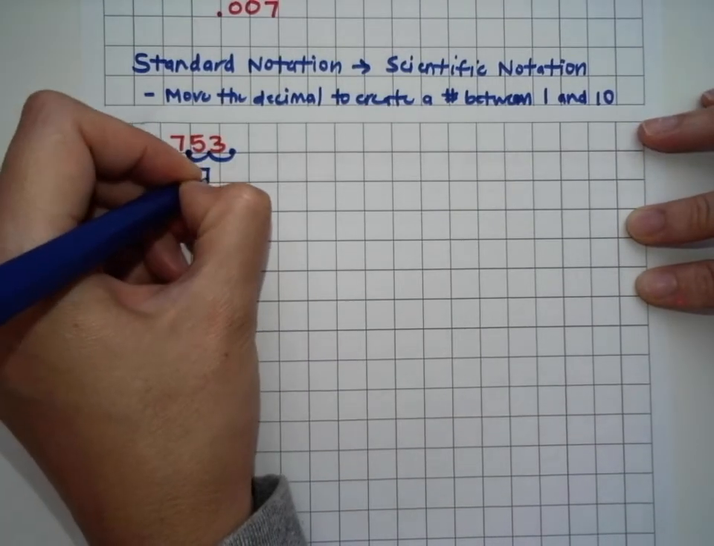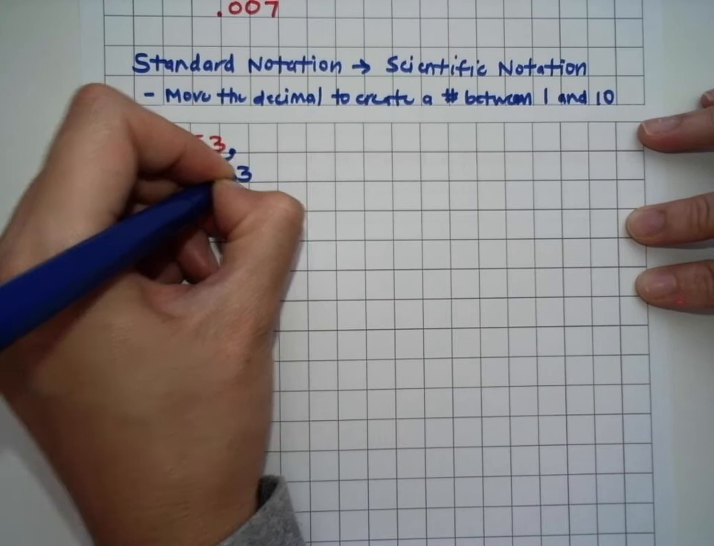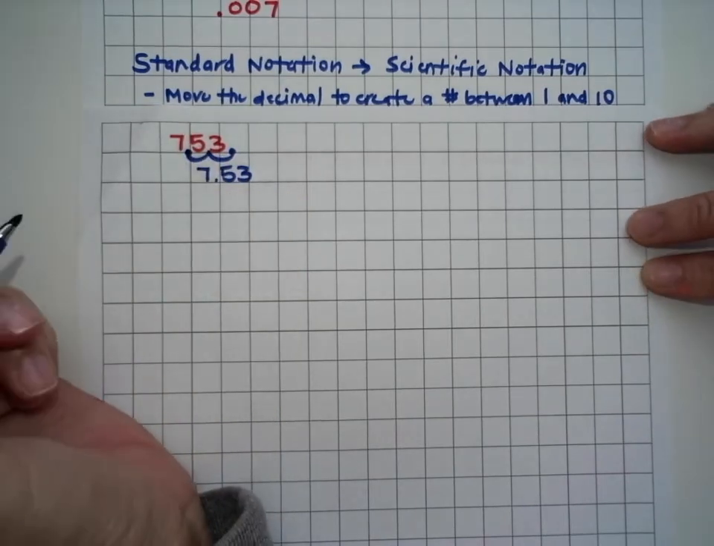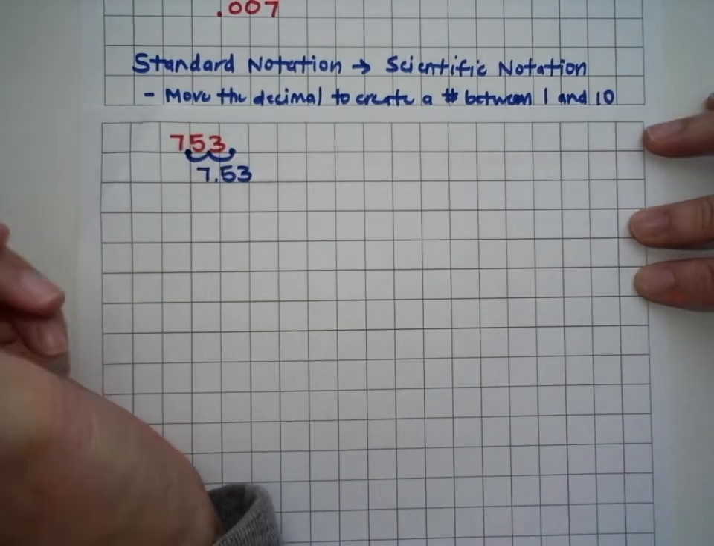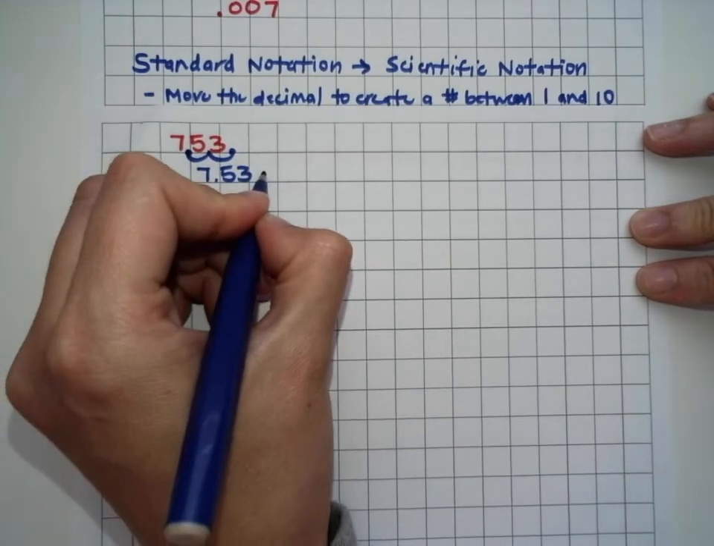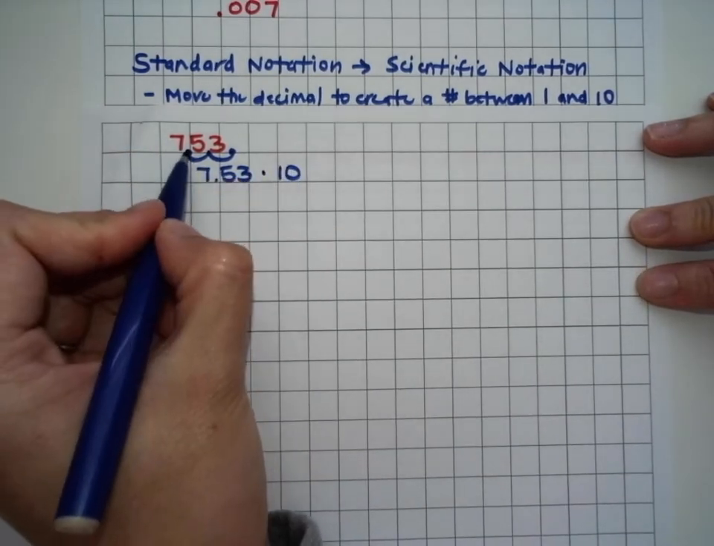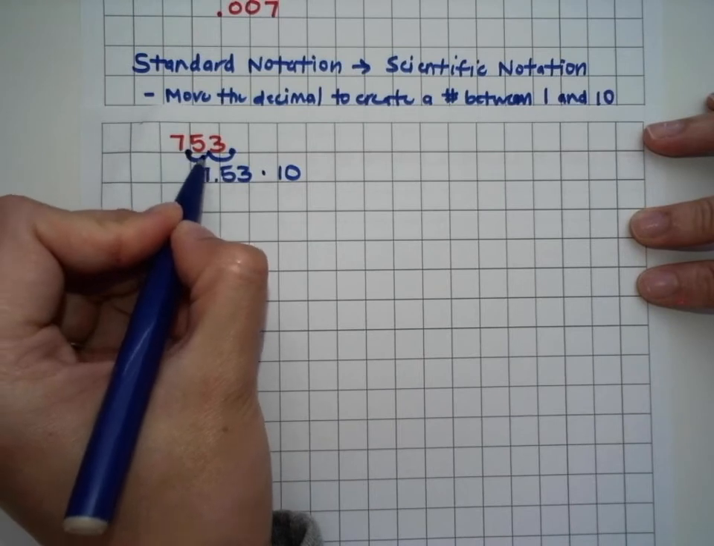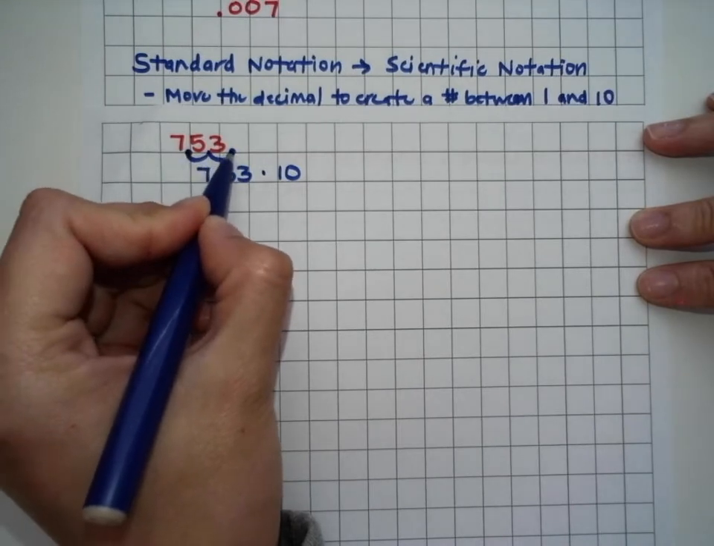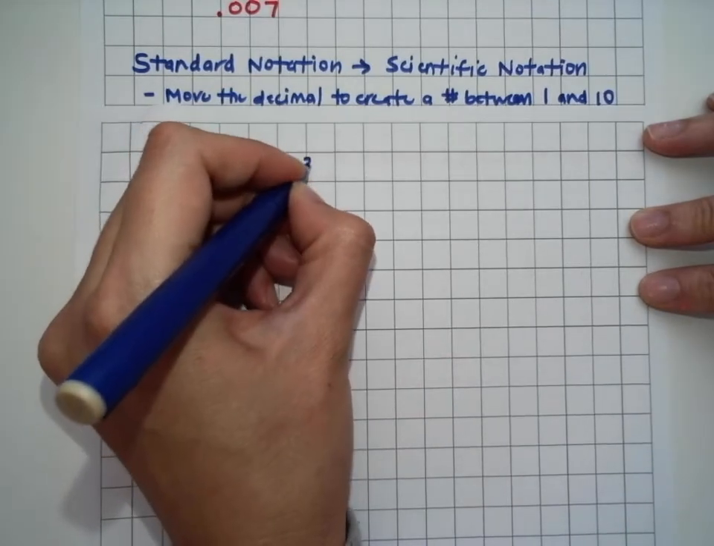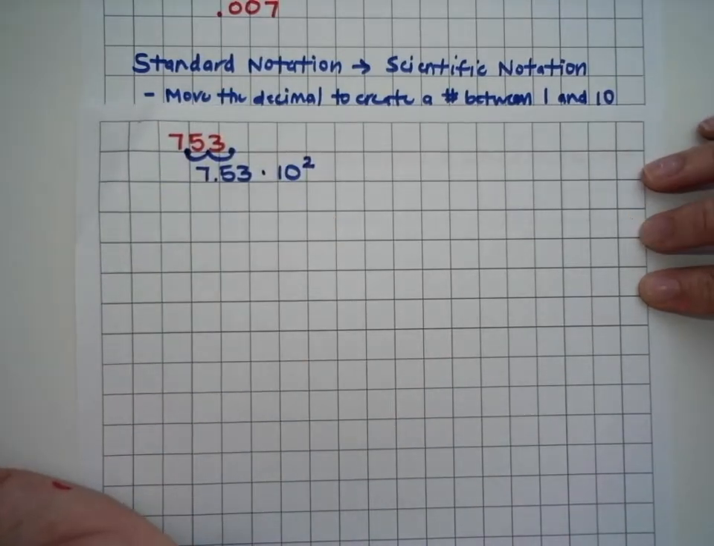And so we have 7.53 because we write it in the form a times 10 to the nth power. Times 10 to which power? Well, we have to move the decimal places 2 times to the right to get 753. So our exponent is going to be a positive 2 power.